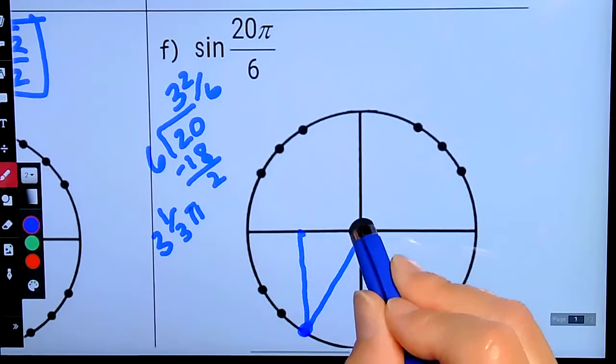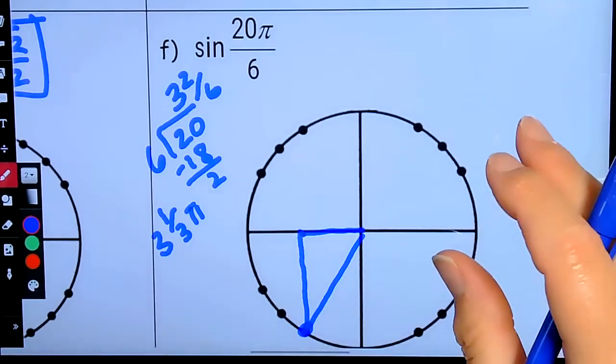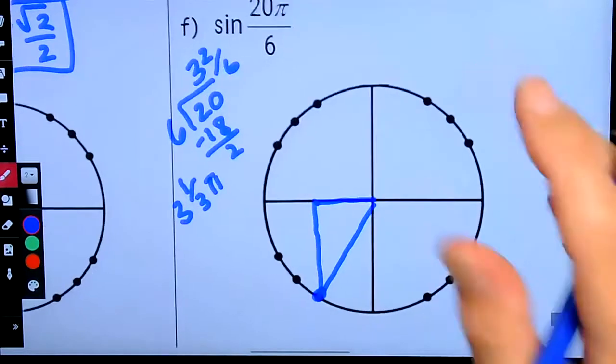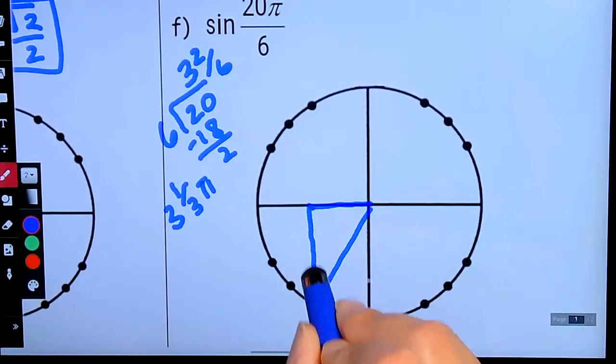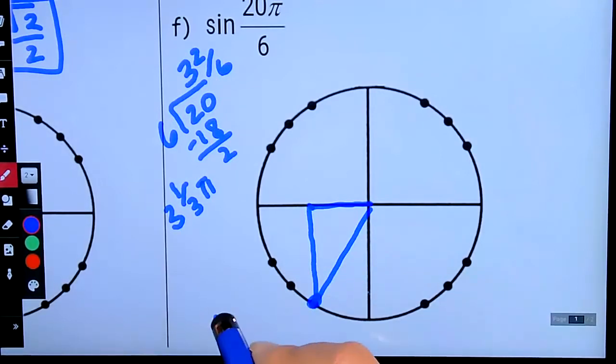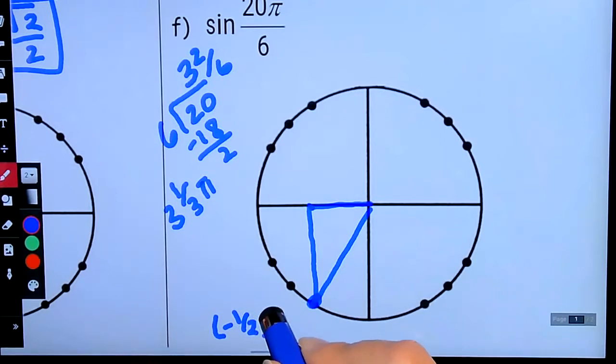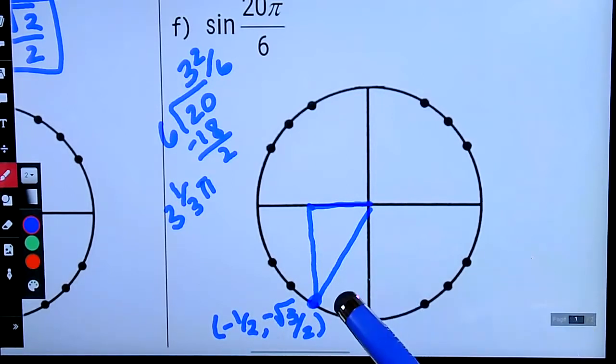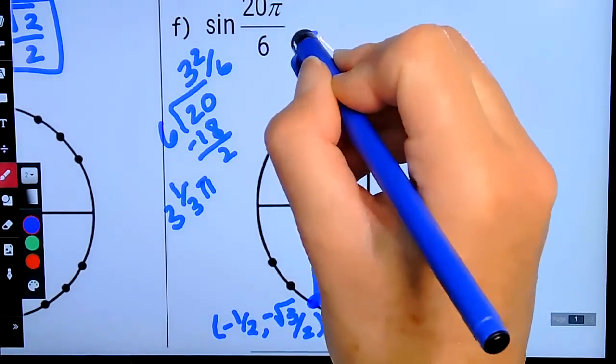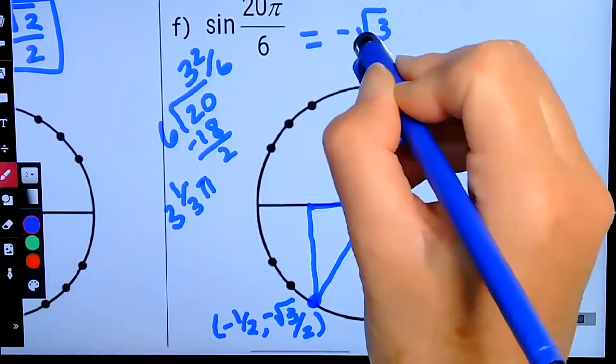This is going to be my triangle. And the coordinates of that, short, long: negative 1/2 short, negative root 3 halves long. And I want sine. Sine is your y coordinate. So it's going to be a negative root 3 over 2.